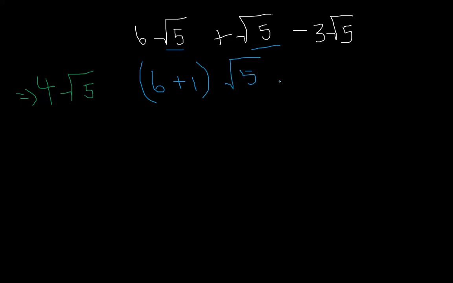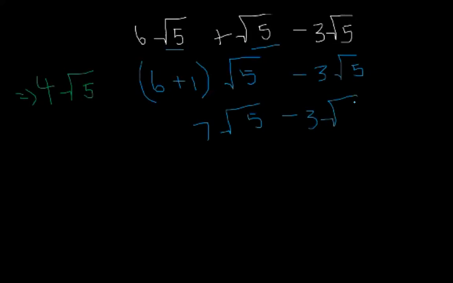Root 5 minus 3 root 5. That's 7. 6 plus 1 is 7, root 5 minus 3 root 5. But we're not done.